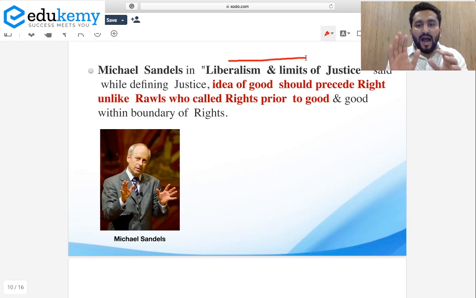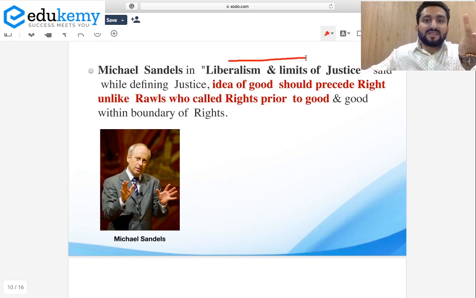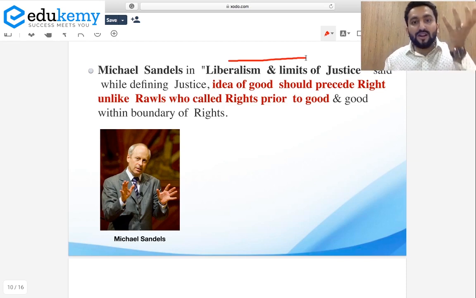He was saying idea of good should precede rights. Means what is good for community should be given more priority over what is right. Right means what are individual rights. So individual rights can be sidelined for good of community. It should be preferred. Whereas when it comes to Rawls, he was saying no, rights are prior to good.